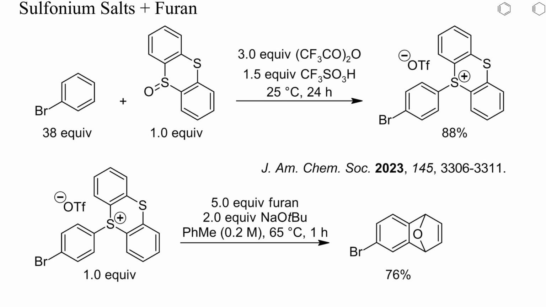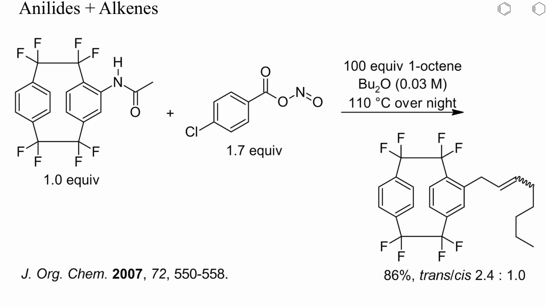Like aryl halides or sulfonates, triaryl sulfonium salts may fragment into arynes when treated with a strong base. In this example, the aryne underwent Diels-Alder reaction with furan. No displacement of bromide occurred. Here, the aryne was generated from an acetanilide by heating with 4-chlorobenzoyl nitrite. Ene reaction with octene gave a high yield of a mixture of allyl arenes.